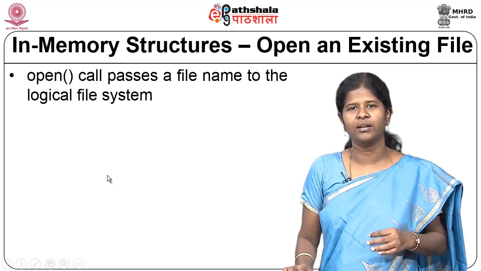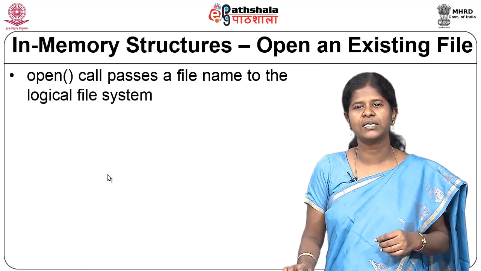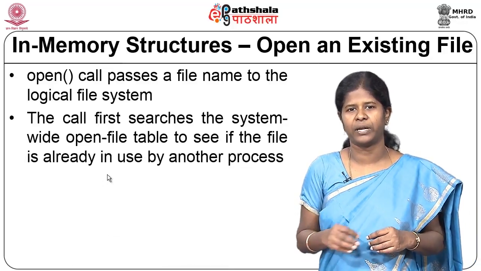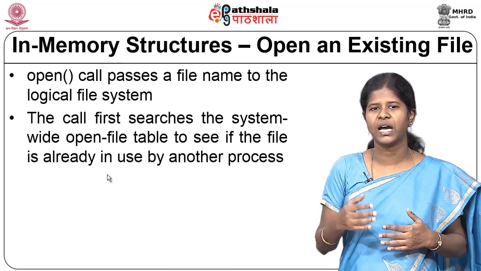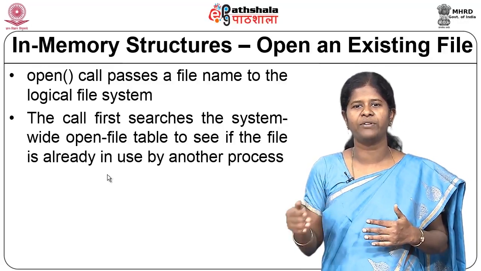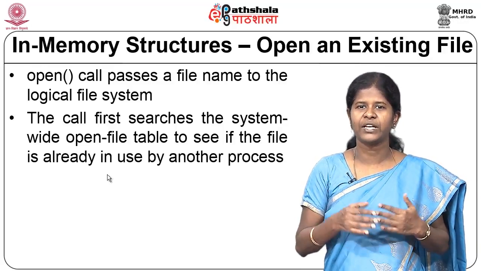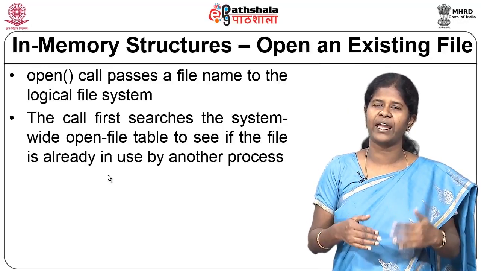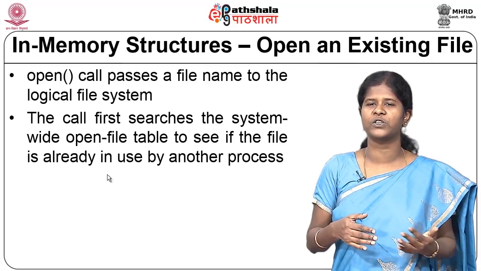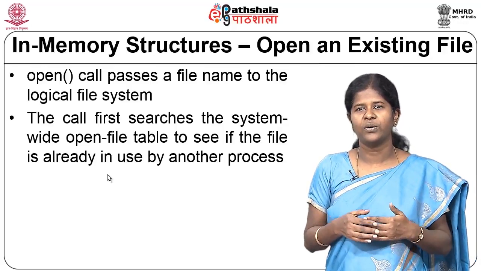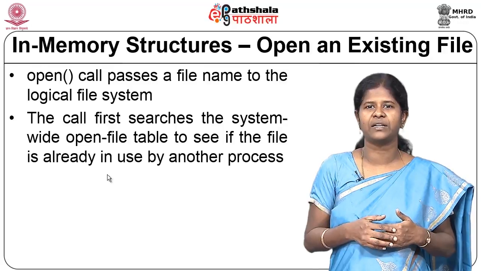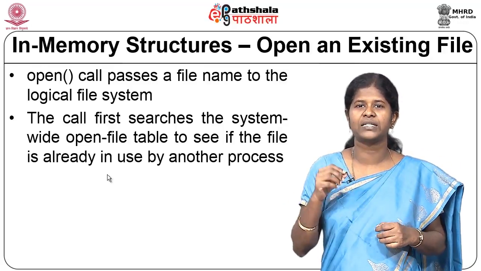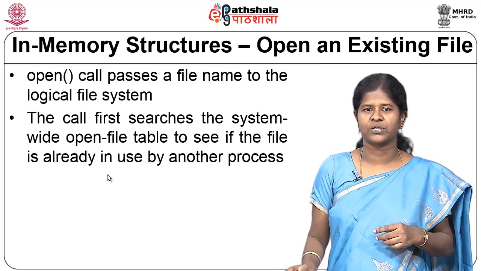So, the open call given by the application will pass a file name to the logical file system, the name of the file which has to be opened. This call will first search the system wide open file table to see if that file is already in use by another process. It may be possible that the file is opened by another process at the same time. So, looking into the system wide open file table, it will find out if there is an entry for that file by some other process.